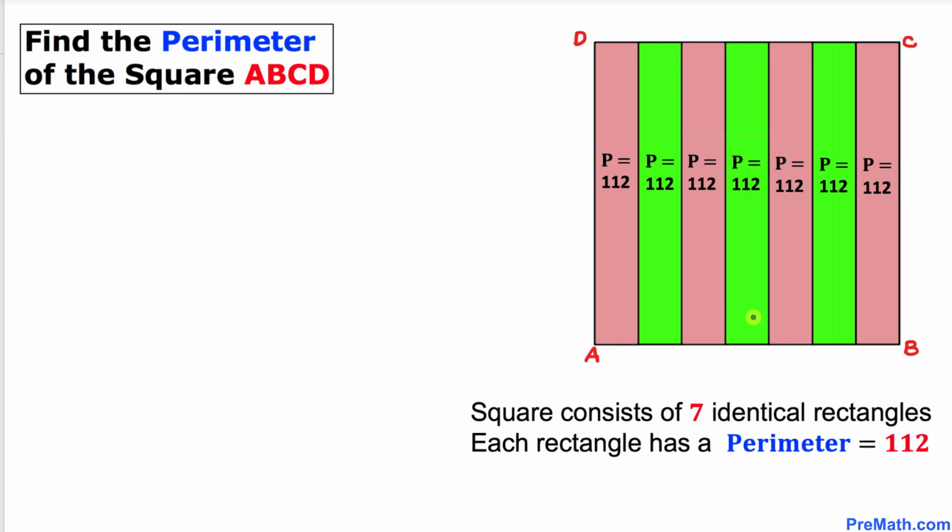In this video, we have got this square ABCD that consists of 7 identical rectangles, as you can see in this figure. And moreover, each rectangle has a perimeter equal to 112 units. And now we are going to find the perimeter of this big square ABCD.